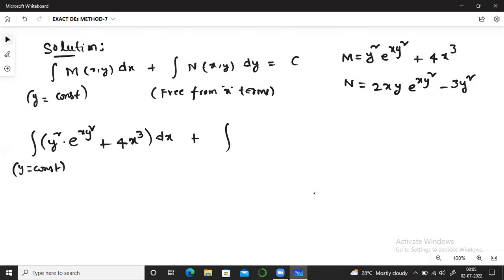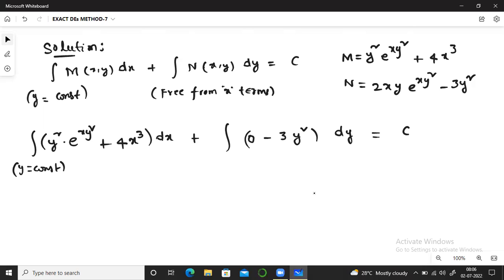So what is the term that remains? Minus 3y square only. 0 minus 3y square into dy. Now you need not write the free-from-x terms here every time. Now this time, because there are no x terms here, it is equal to some constant. So y is constant. So integration of y square into e power xy square. See, I told you y is constant, which means you really have to treat y as constant only.